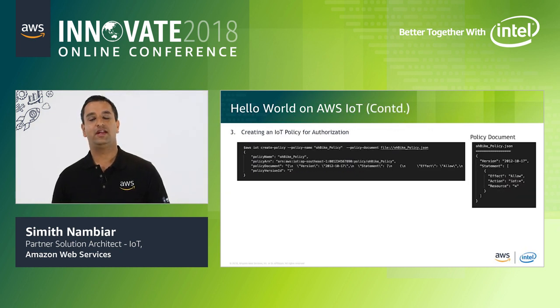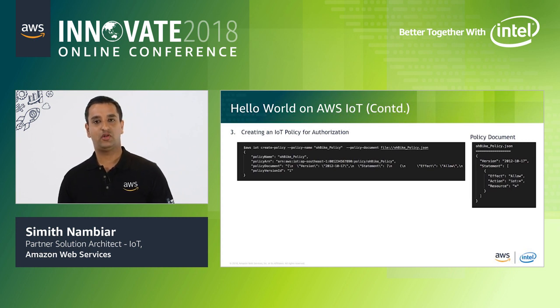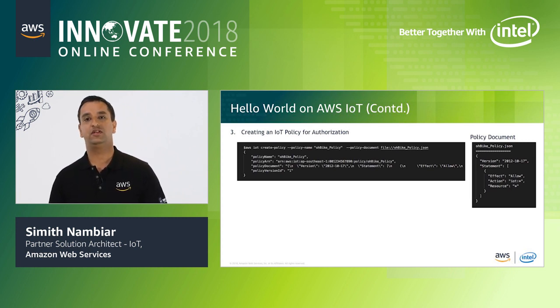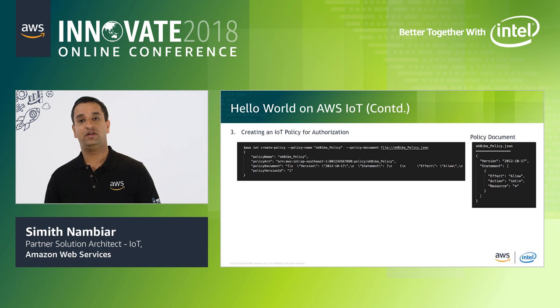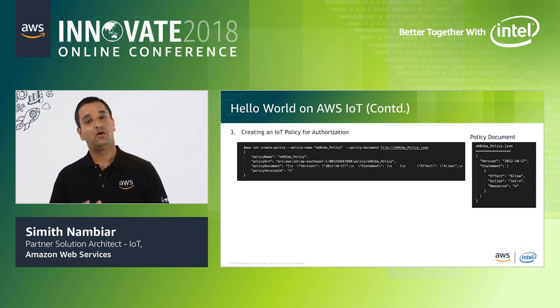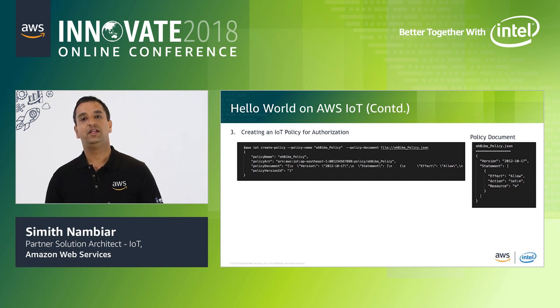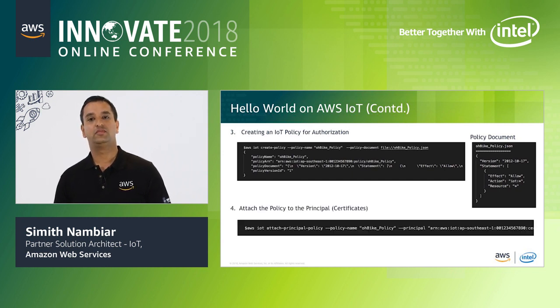We will now create an IoT policy for authorization. The policy document we will use to create the policy is called obike_policy.json. You can see that the policy is quite liberal and does not lock down the resources and actions the device using this certificate can perform. However, we need to be careful in only providing access to the required actions and resources in the IoT policy, as you will see later in the example. For now, this should be okay. The next step is to attach the policy to the principal.